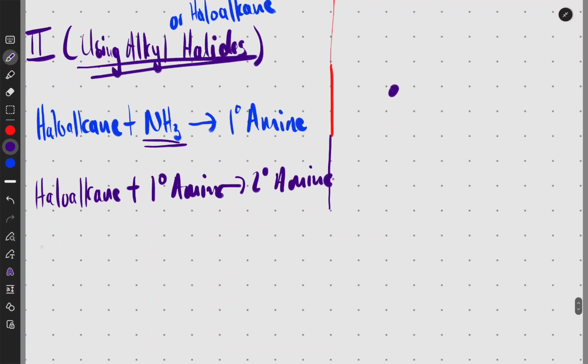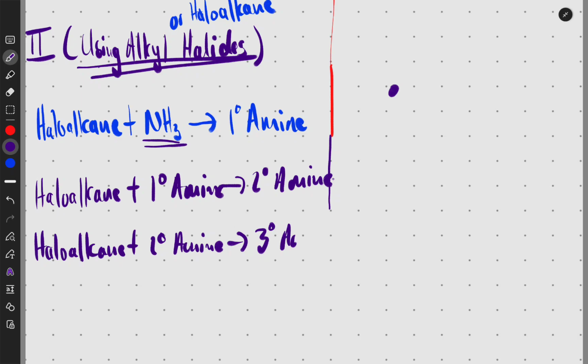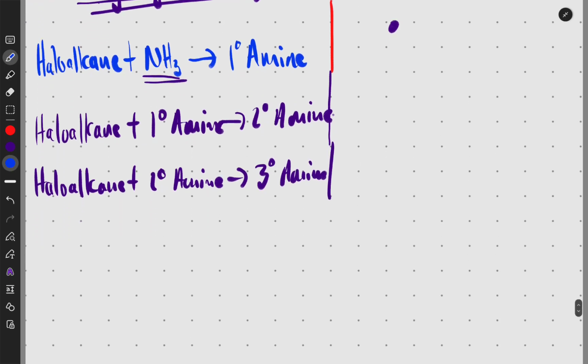So here, if you now have a haloalkane, remember we always start at haloalkanes. If we now add a secondary amine, then we are going to end up having a tertiary amine. So let's put an example.